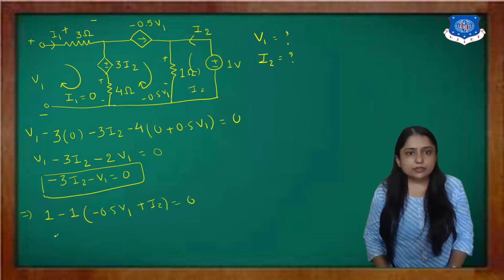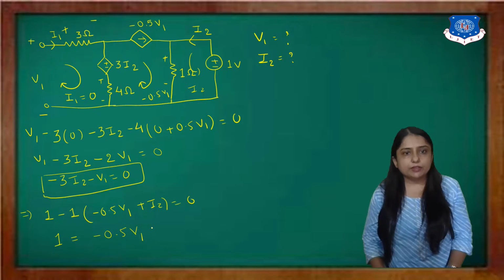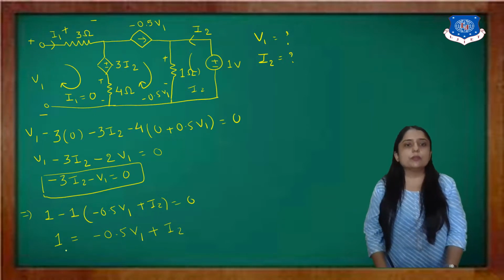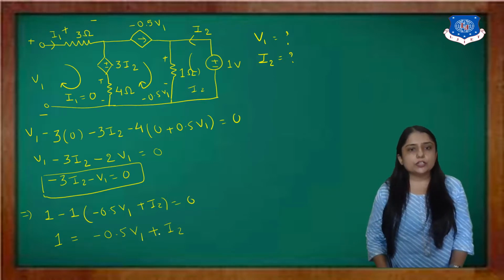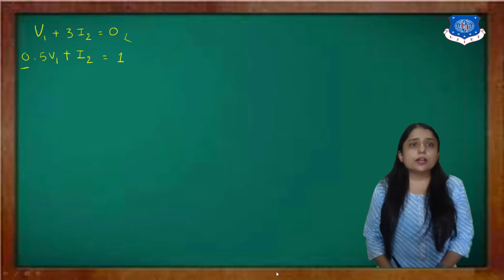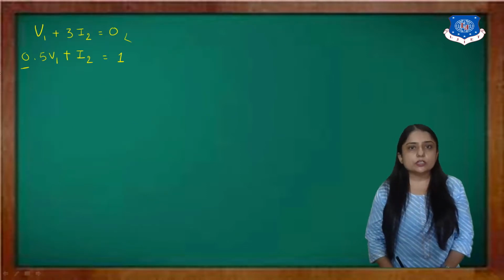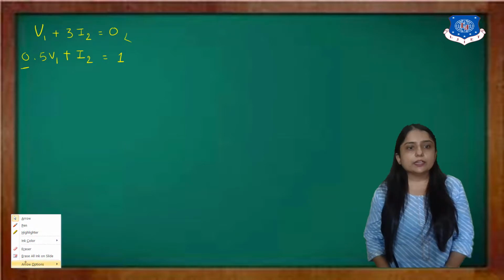So what I will get is 1 minus minus plus, but again it's a minus. So minus 0.5 V1, and here I have to consider plus I2. Because 1 equals minus 0.5 V1 plus I2. Right? To find out the value of V1 and I2, we have to solve these equations. So what will we do? We will multiply this equation with 2.